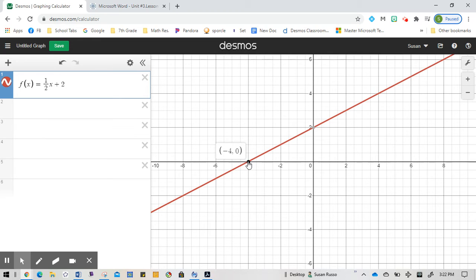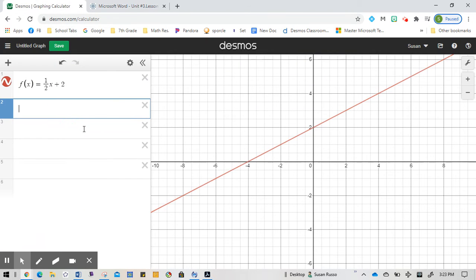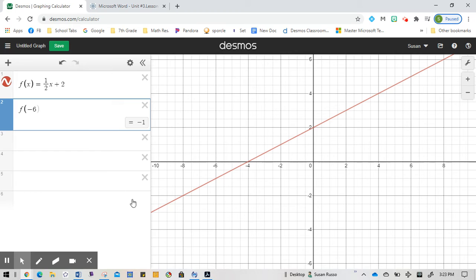Desmos is great in that it gives us important points. It gives us the y-intercept and the x-intercept right away. On your graphing calc, the $100 graphing calc, it's a lot more complicated to get those values. So what the PDF asks us to do is evaluate that function at these different values. Well, if I go into Desmos, the next line down, because I've written that as an f of x, I can say, find for me f of -6. And look what happens. Desmos spits out the answer.